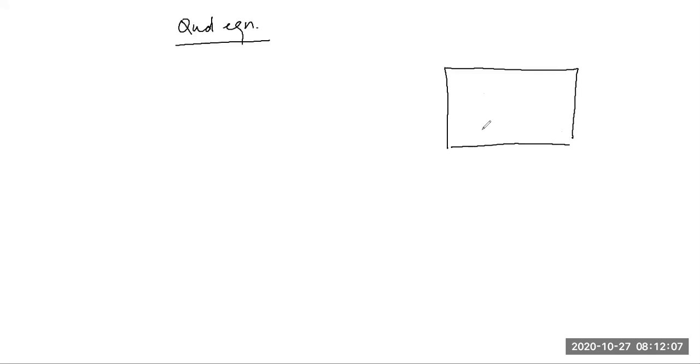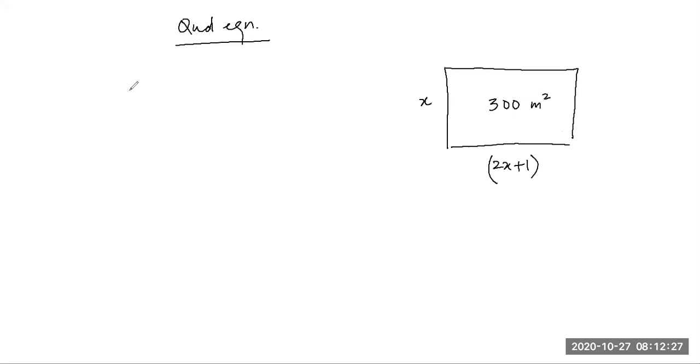This is a rectangle. One side of the rectangle he has given is 2x plus 1. It can be anything else also. And the other side of the rectangle is x. Now he has given that the area of the rectangle is 300 meters square. Very right. Now he says find out length and breadth.